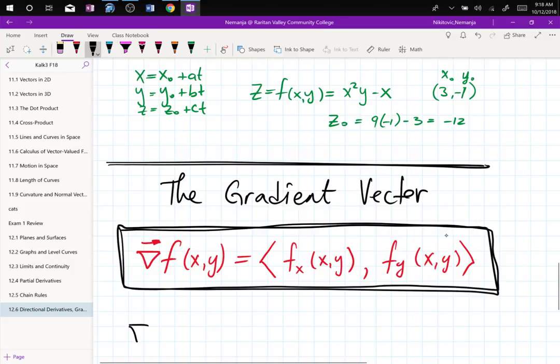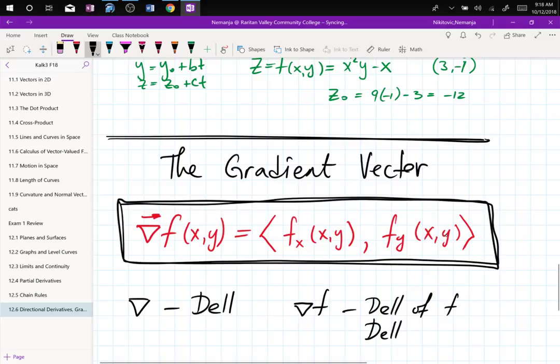We read this triangle as del. So this is read as del of f, or you can just say del f. You can read it either way. That's just the way you say it. And we're just giving it a name. That's all it is.